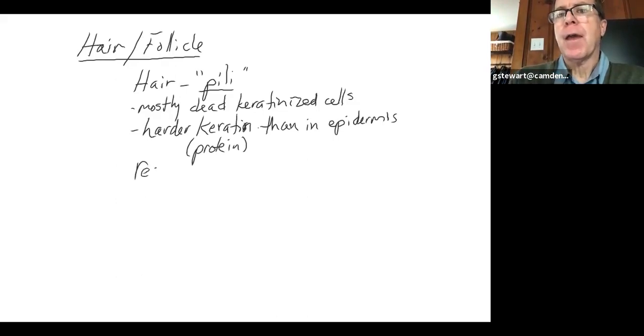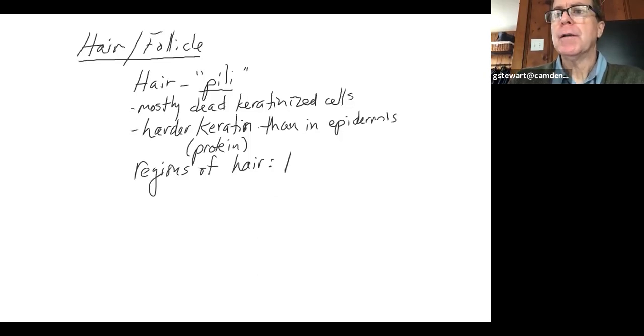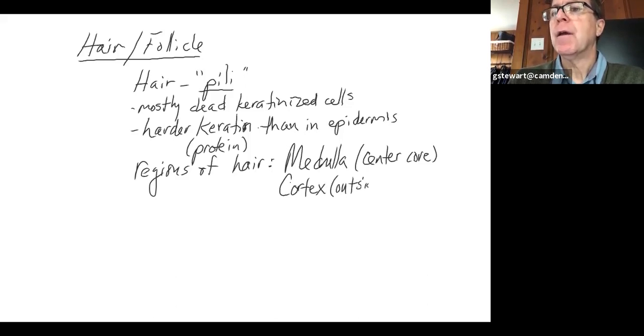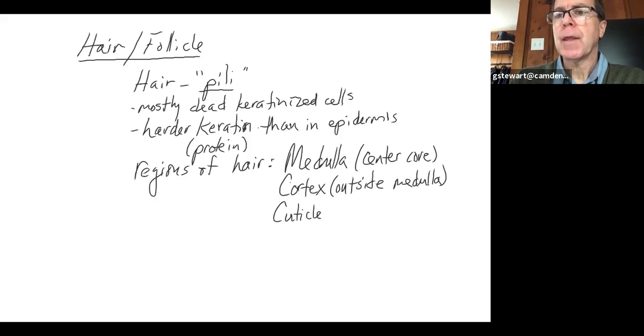And the regions of a hair, this is just language. There is a medulla, which just means the center core of a hair. The cortex, which is outside of the medulla, but it has a thickness to it. And finally, the outermost region is called the cuticle, but it's very thin.